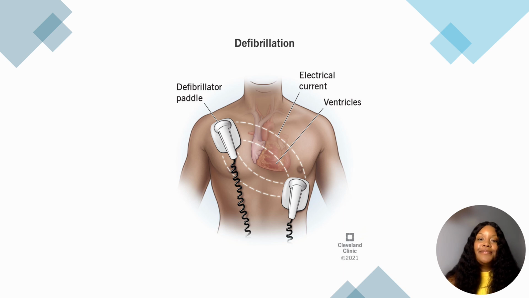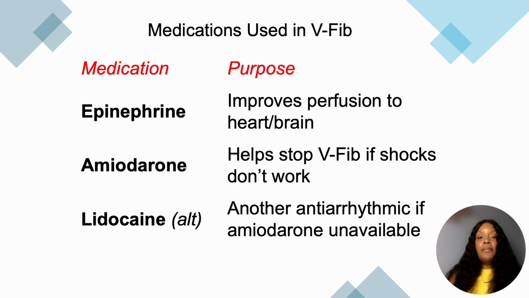All right. So let's talk about some medications that can be used in VFib. So we have epinephrine. Epinephrine can be used to improve the perfusion to the heart and the brain. We could give amiodarone, that helps stop VFib if the shocks don't work. And then you also have lidocaine, which is another antiarrhythmic if amiodarone is unavailable, you guys. So these are the medications that can be used.